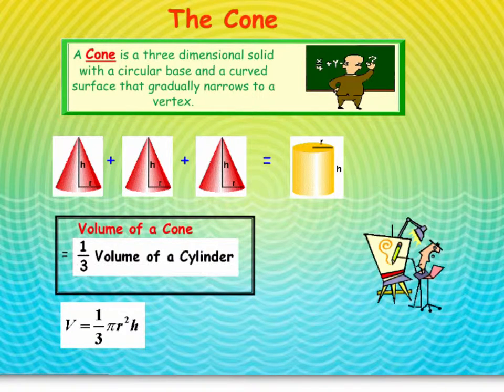A cone is a 3-dimensional solid with a circular base and a curved surface that gradually narrows to a vertex. So here are 3 cones that would give the same volume as 1 cylinder. Therefore, the volume of a cone is 1/3 the volume of a cylinder, and the volume of a cylinder is pi r squared multiplied by the height. So we'll take 1/3 of that number, and that will give us the volume of a cone. This idea of 3 cones equaling 1 cylinder helps us to derive the volume formula.